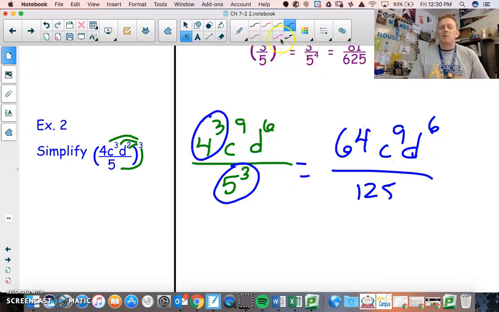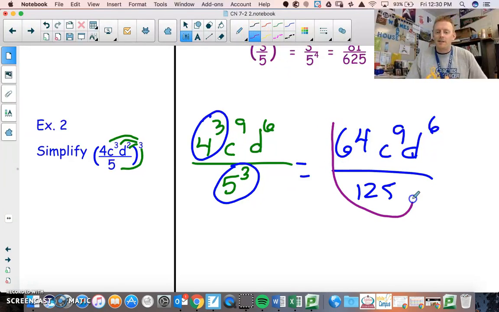Now, the only thing that I really want to make sure doesn't happen here is that my 64 and 125 are not something that I can simplify. And I'm going to type it into the calculator as a fraction just to be safe.